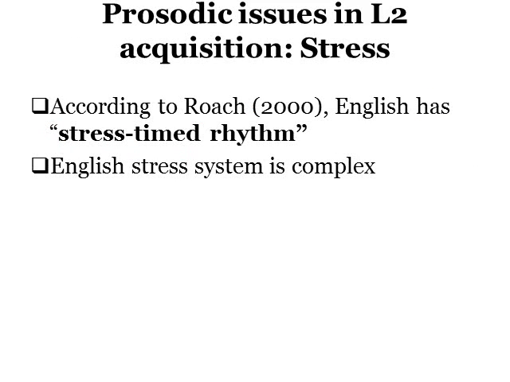Now, we can consider prosodic issues in L2 acquisition. According to Roach, English has stress-timed rhythm, that is, stressed syllables tend to occur at regular time intervals, irrespective of whether they are separated by unstressed syllables or not. And the English stress system is complex. That means in English there can be primary stress, secondary stress, or there can be no stress on syllables.